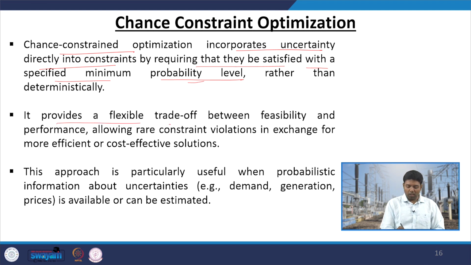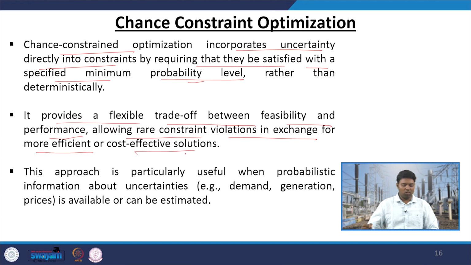It provides a flexible trade-off between feasibility and performance, allowing rare constraint violation in exchange for a more efficient and cost-effective solution. Okay? So, you will give a very high probability, maybe you say that this constraint has to be satisfied, whatever your uncertainty is, at a 95% confidence level. So, there is only a 5% chance that that constraint will be violated, and most of the time that will be satisfied. If that is satisfied, that means whatever level of uncertainty is coming, still your solution is feasible and still your solution is applicable.